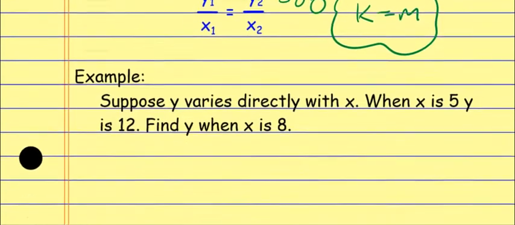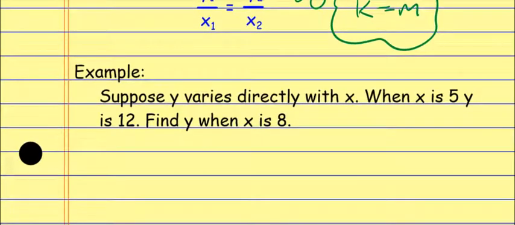Here's how we kind of use that. Right here it says, suppose y varies directly with x. That is a fancy way of saying this is direct variation. So when you see that, suppose y varies directly with x, that is us saying this is direct variation. So now we know the x and y values are proportional. It says when x is 5, y is 12. Find y when x is 8.